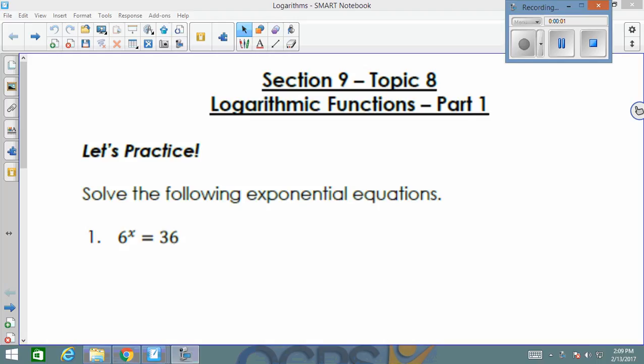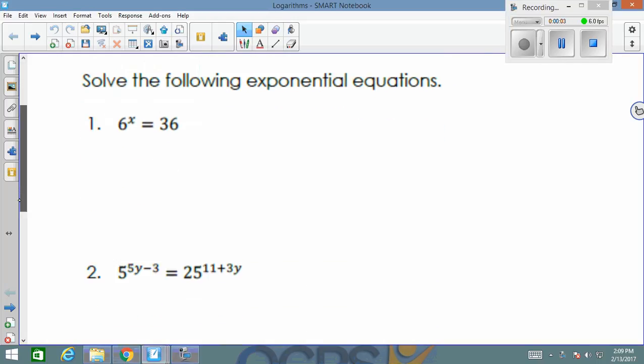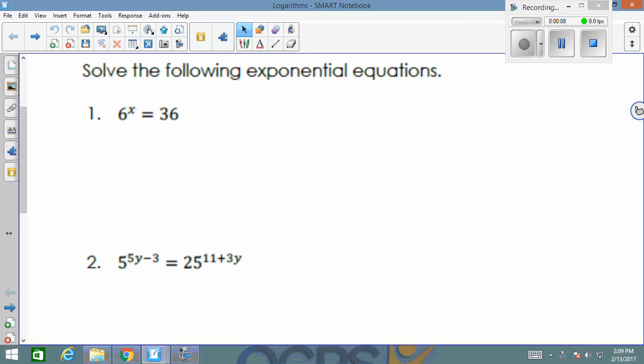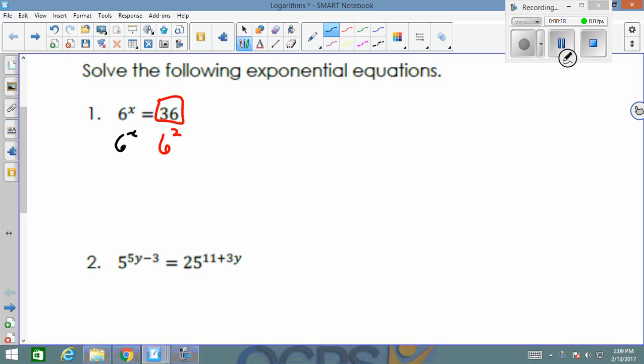Alright, so today we're going to talk about logarithmic functions, but first we're going to talk about how to solve exponential functions. So what we need to do is take this 36 and make it a base of 6. 6 to the second power is what gives me 36, so that's what we're going to change that to. And once you get these bases to be the same, all you have to do is set their exponents equal. So in this case it would be x equals 2.